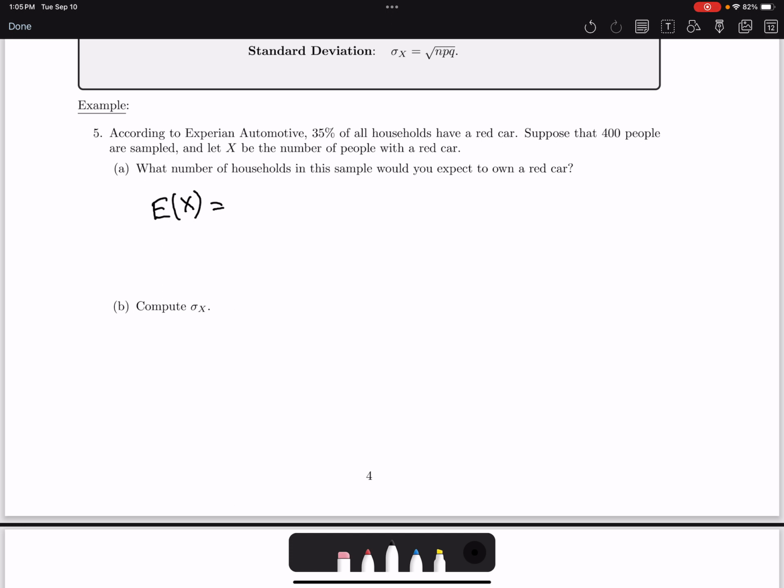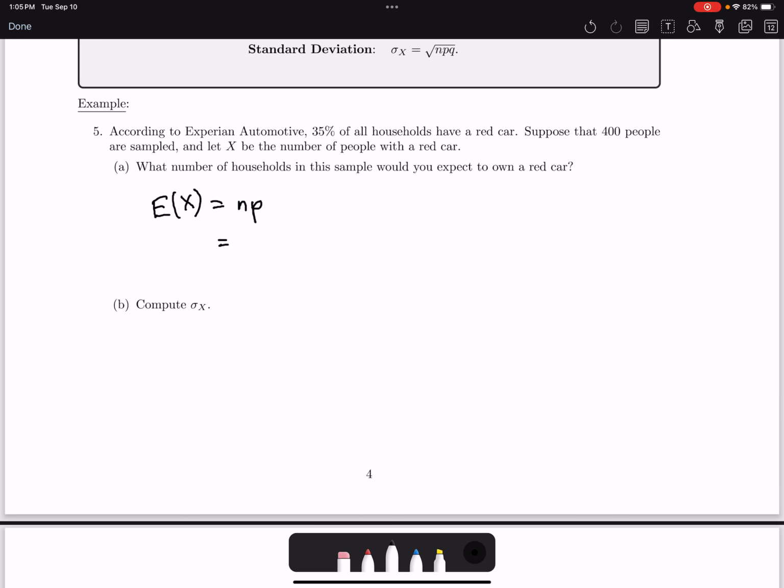The expected value for a binomial variable is n times p. So that's going to be 400, the number of people in our sample, times 35%, the probability of success. You can punch that into your calculator and see what you get. Go ahead and pause the video and try that out. But you should get 140. So we expect 140 people in our sample to have a red car.